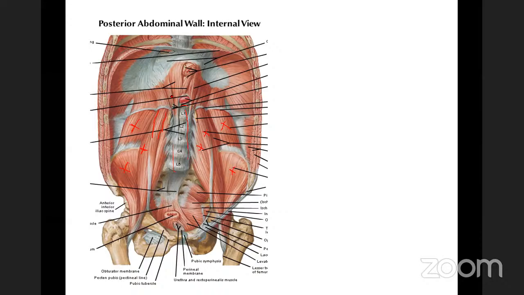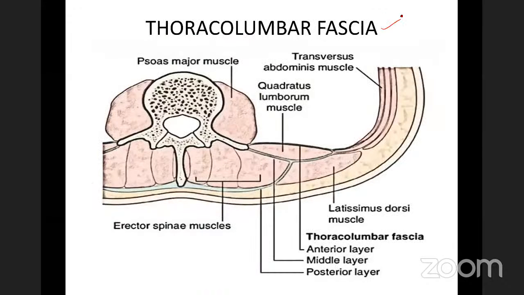Now we will discuss the thoracolumbar fascia in view of the MCQ questions asked. You can see that the thoracolumbar fascia is present in the posterior abdominal wall. It is divided into 3 layers: the anterior layer, the middle layer, and the posterior layer. Okay, so this is the anterior layer, this is the middle layer, and this is the posterior layer. If you observe here, in between the anterior layer and the posterior layer, there's a muscle which we just saw. That muscle is the quadratus lumborum muscle.